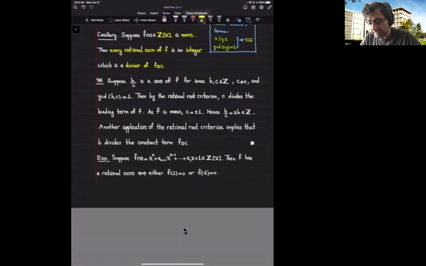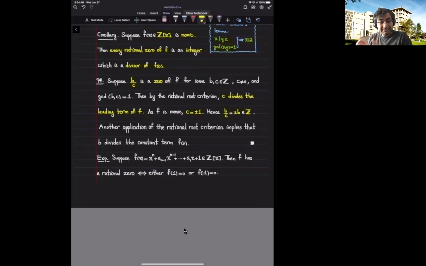Suppose b over c is a zero of this polynomial. Then by the rational root criterion, the denominator should divide the leading coefficient. So that means c should divide the leading coefficient, but the leading coefficient is 1 because f is monic. The only integer divisors of 1 are plus or minus 1. This means c is either minus 1 or plus 1. In either case, we deduce that the fraction b over c is indeed a whole number, an integer.